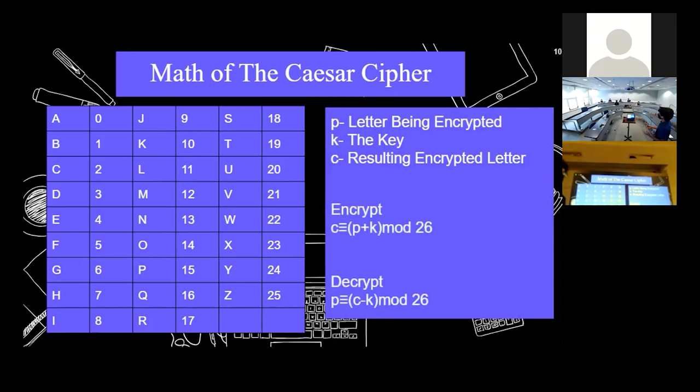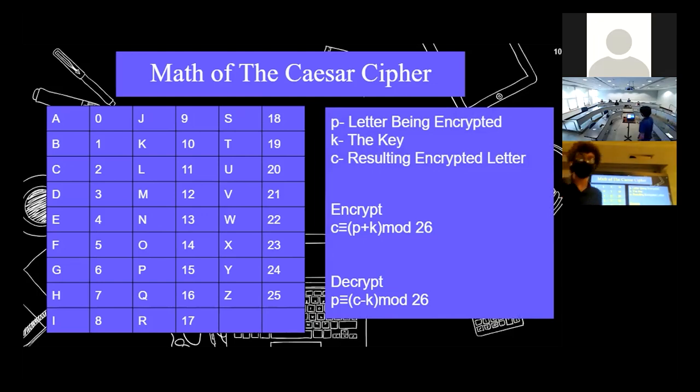Now we have the actual equations. So to encrypt in the Caesar cipher, we take P plus K, so our letter being encrypted, and we add it to the key. And then we take that sum and plug it into mod 26. We divide by 26, take the remainder. And then we map it out onto our graph once again, and that will give us our resulting letter. And to decrypt, you just do the reverse. You take C, our encrypted letter, subtract the key, and then divide by 26, take the remainder, find it on the chart, and you have your original letter.